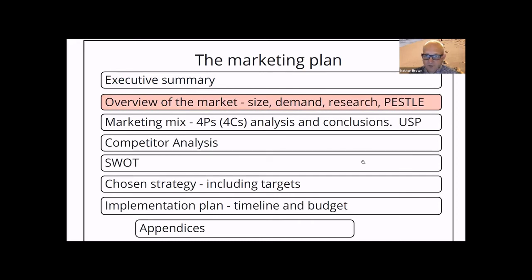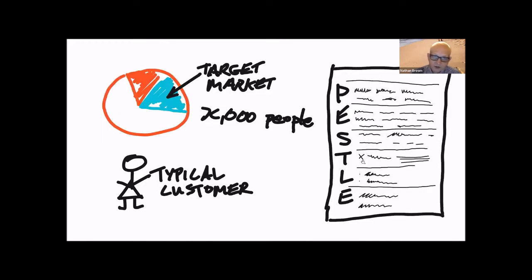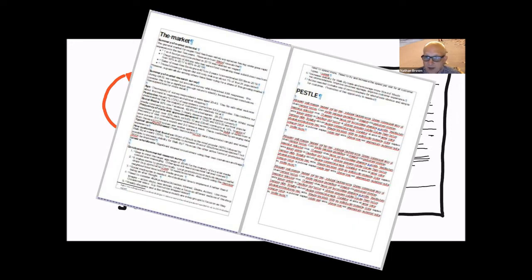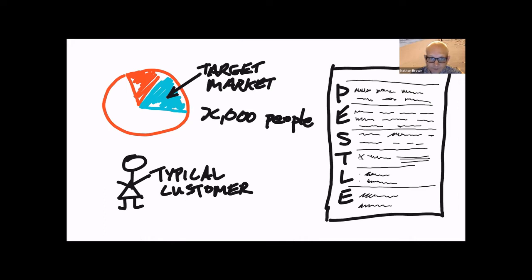Next up, we have an overview of the market. So, you know, what's the size of the market? Within that market, which target markets are we hoping we can attract? Which ones are we targeting? How many thousand people or tens of people are within that segment of the market? What's our typical customer look like? PESTLE analysis to show that we've considered the impacts of external factors on that market.